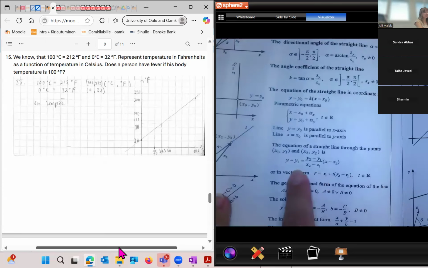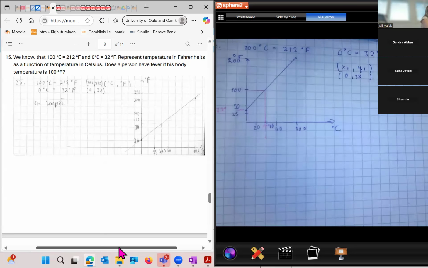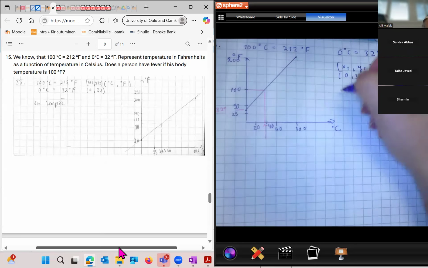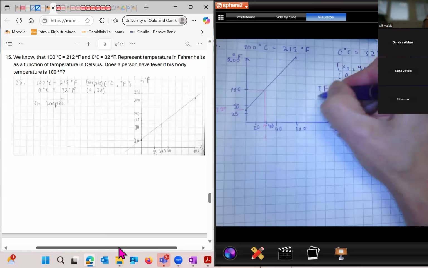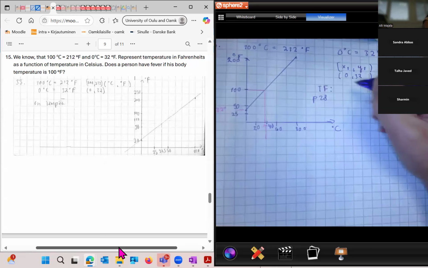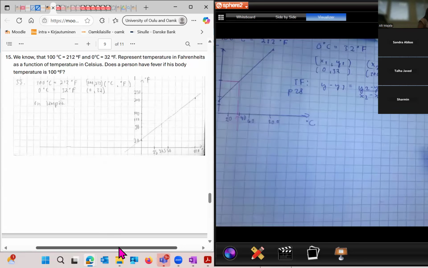So now we can make an equation here. Yes, this is most probably what you already remembered. So I go to the technical formulas and I find this is the page 28. I find this y minus y1 is y2 minus y1 divided by x2 minus x1, like this. And this was something that in Finland we called the K. So this is like what we did the last time.